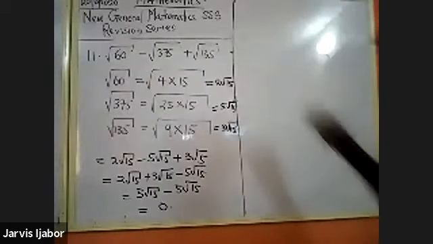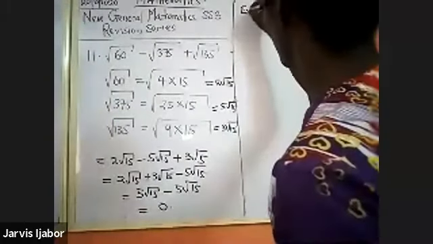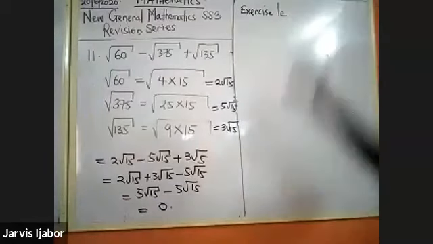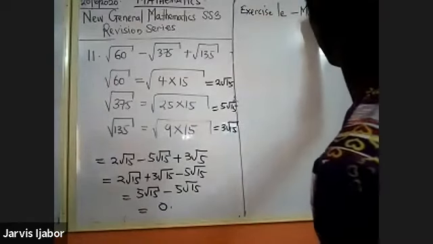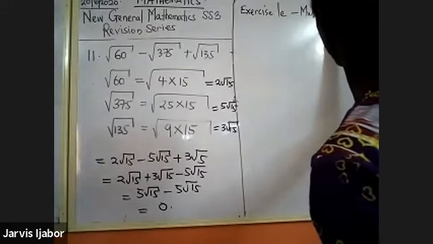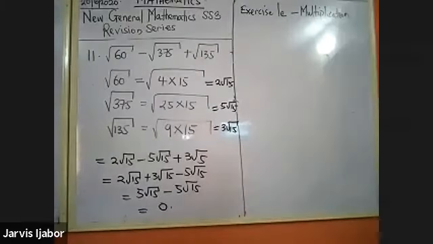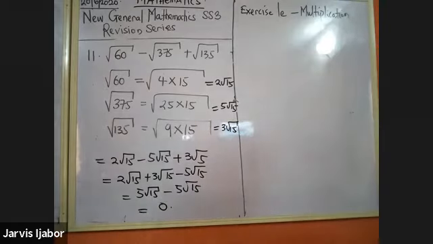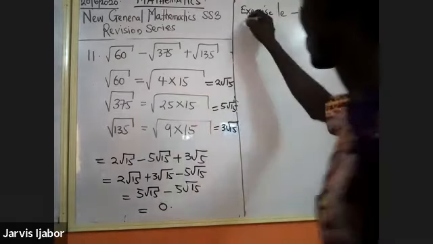All right, we now go to exercise 1E. What is 1E testing? 1E essentially is testing what is called multiplication. One is essentially testing your surd multiplication. All right, so how is that done? Let's pick examples again. As usual, I will pick the first question of the exercise.